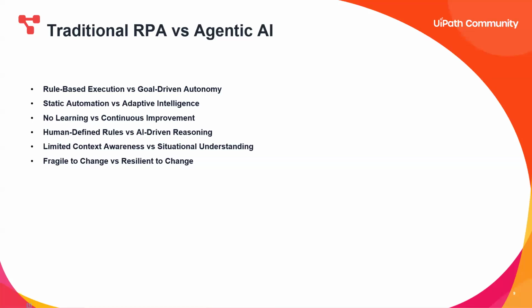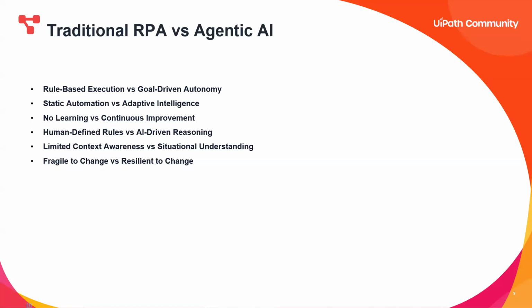Traditional RPA does not learn. If something goes wrong, it keeps failing until a human fixes it. There is no memory, no insight at all. However, agentic AI improves with experience. It collects feedback, analyzes patterns, and adjusts over time. It becomes more accurate, faster, and better at handling exceptions, which is crucial in an enterprise environment where workflows need to evolve constantly to stay competitive. Fourth is human-defined rules versus AI-driven reasoning.